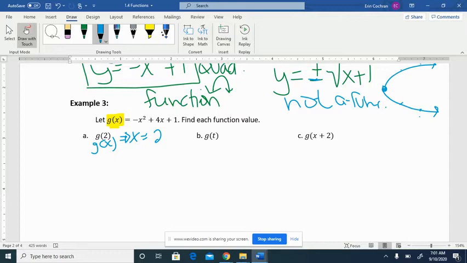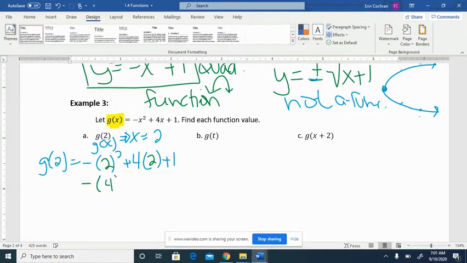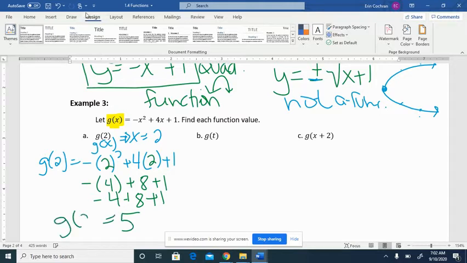So all we're going to do is plug in 2 into this problem. So g of 2 would equal negative x squared plus 4 times x plus 1, and we're replacing 2 for x. Okay? So following order of operations, 2 squared is 4. And I'm going to go ahead and multiply this, plus 1. So we have negative 4 plus 8 plus 1. So we get 4 plus 1, which is 5. So y is 5 when x is 2.